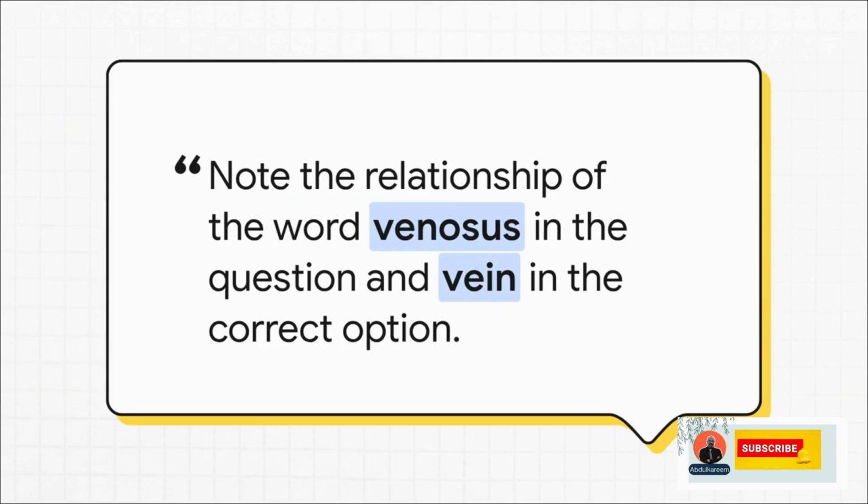And hey, don't just take my word for it. This is literally the official rationale from the Saunders Guide. It tells you straight up to connect the word venosus in the question to vein in the answer. You see, the clues are right there if you know how to look for them.